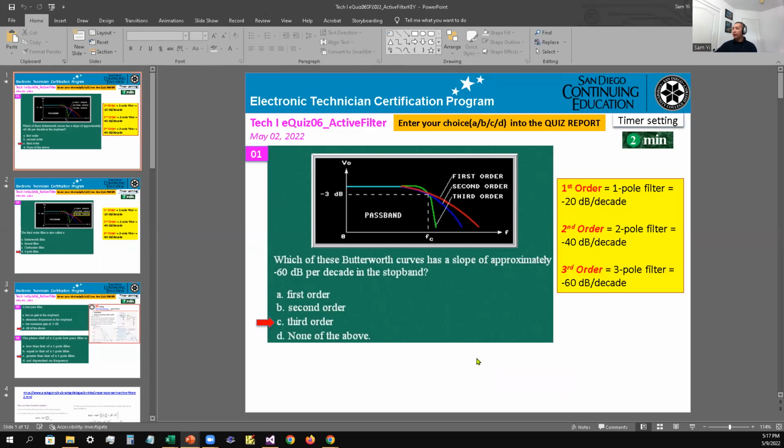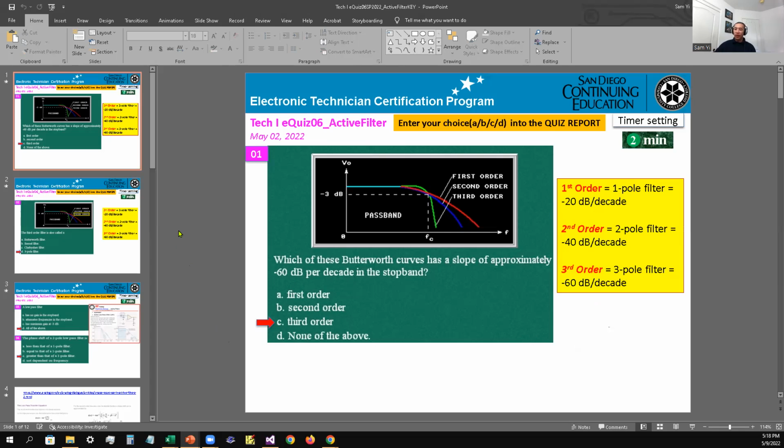Okay, so this one just asks you for the basic concept. Which of these Butterworth curves have a slope of approximately minus 60 dB per decade in a stop band? Anything in the first order represents a one-pole filter, that would be minus 20. The second order would be 2 times 20, negative 40, and the third order would be 3 times 20, negative 60 dB. So the answer is the third order. The answer is C as in cat for number 1.